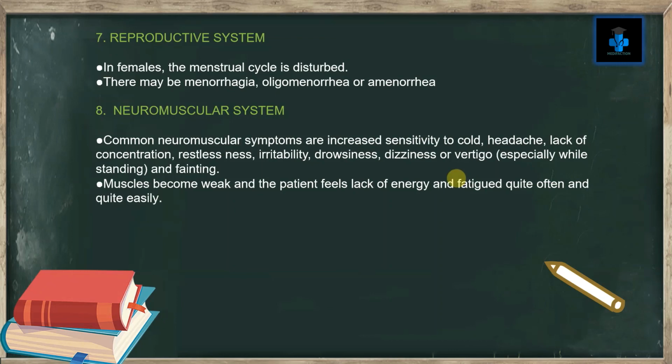Neuromuscular system. Common neuromuscular symptoms are increased sensitivity to cold, headache, lack of concentration, restlessness, irritability, drowsiness, dizziness, or vertigo, especially while standing, and also leads to fainting. Muscles become weak and the patient feels lack of energy and fatigue quite often and quite easily.